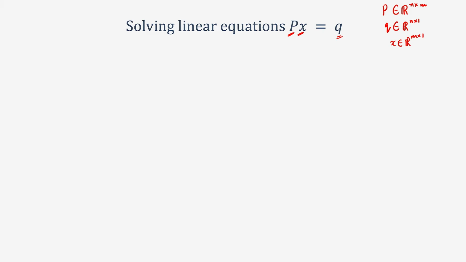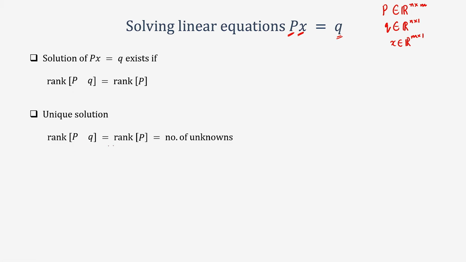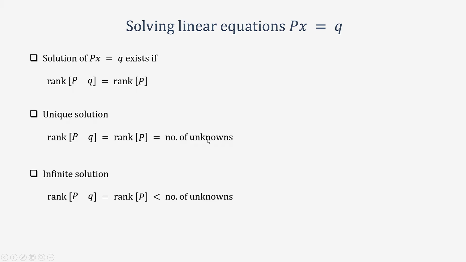By now you should know that this is solvable if the rank of [P Q] is equal to the rank of P. Once this condition is satisfied, if the rank of [P Q] is equal to the rank of P is equal to the number of unknowns, okay, what is the number of unknowns? Suppose m unknowns, then we will get a unique solution. However, if the rank of [P Q] is equal to the rank of P is less than the number of unknowns, you will get infinite solutions. This entire thing can also be written in terms of the image of matrices.